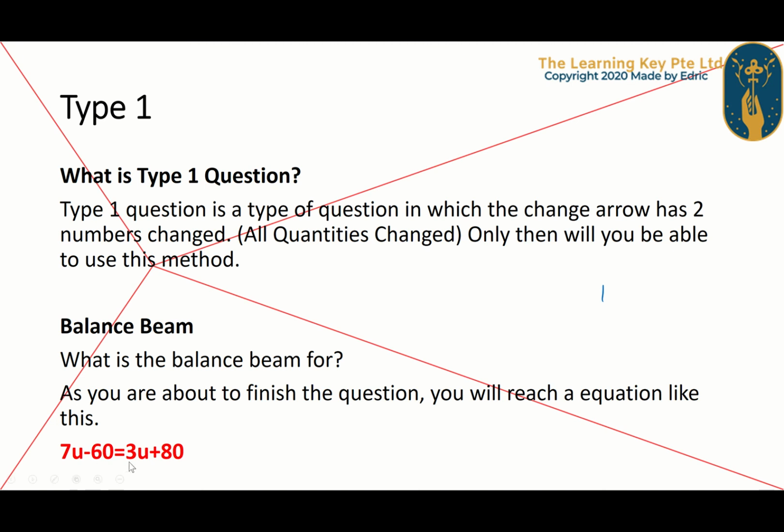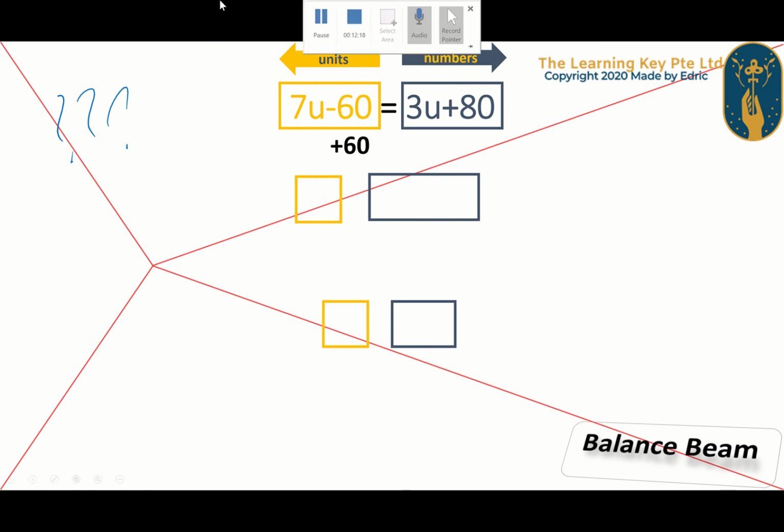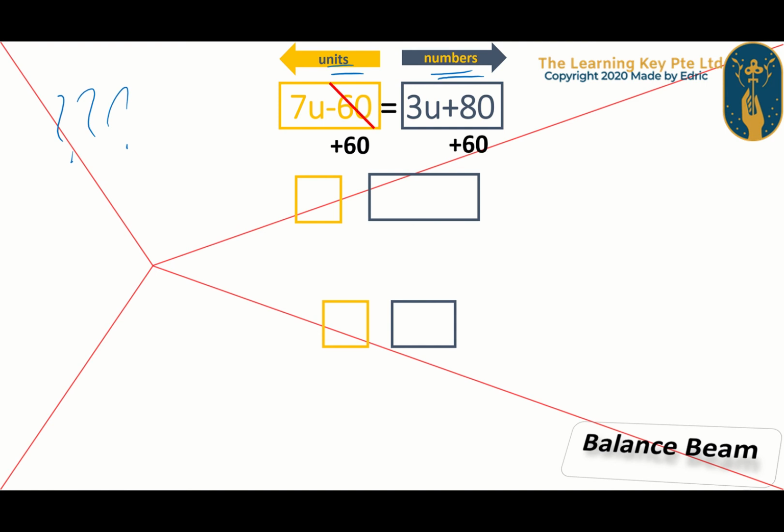7 units minus 60 equals 3 units plus 80. Something like this. So you can see a lot of yellow and blue boxes here. What are they for? We have to keep the units on the left side and the numbers on the right. So we can now strike off this part because minus 60 and plus 60 is 0. So the new equation will be 7 units equals 3 units plus 140. Where did I get this 140 from? It is 80 plus 60.